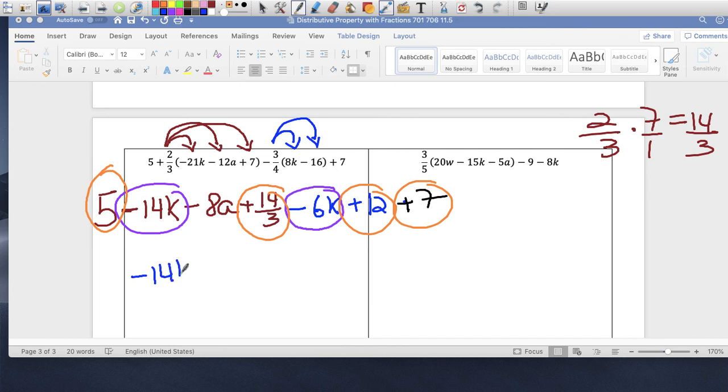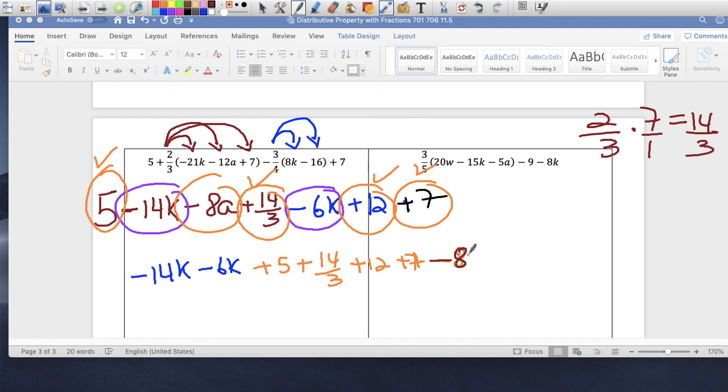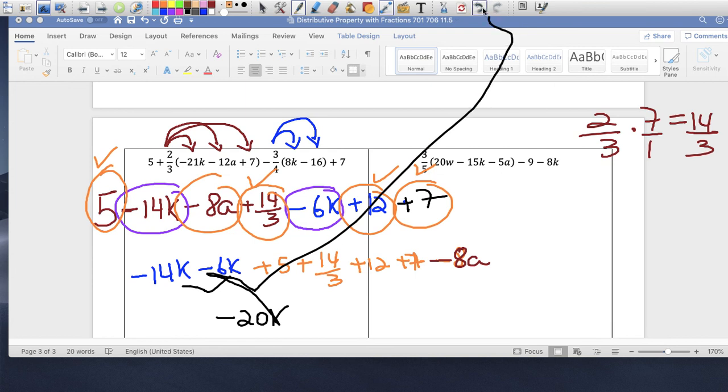So I'm going to get negative 14k minus 6k. The oranges are going to be this guy, this guy, this guy, and this guy. So it's plus 5, plus 14 over 3, plus 12, plus 7, and for last, this guy over here, negative 8a. So negative 8a has the easiest job because it's going to literally not do anything. Let's combine the other terms. These two give me negative 20k. By now, you should be a little bit more comfortable subtracting, right? Integers, negative integers and positive integers. Okay, so that's negative 20k.